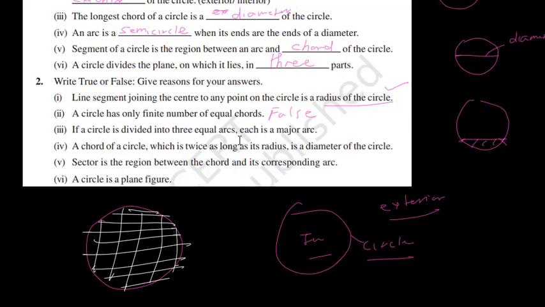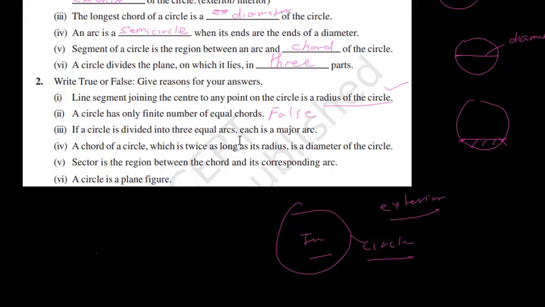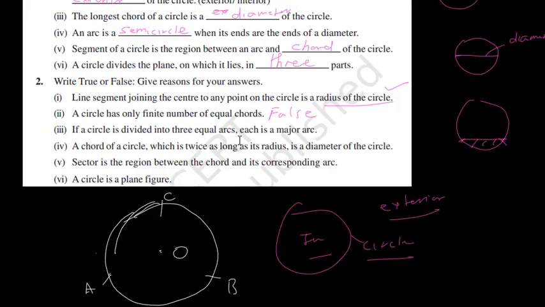If a circle is divided into 3 equal arcs, each is major arc. Now let us see. If there is a circle and we divide it in 3 parts of equal values, are we getting a major arc or a minor arc? Major arc means it should be more than semicircle. So here it is not possible. They cannot be more than semicircle when it is 3 parts. So this is a false statement, because each arc will be less than semicircle.